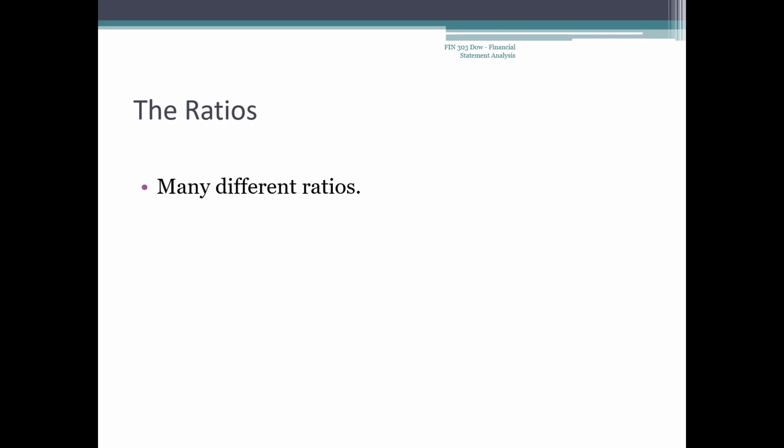There are literally hundreds of different financial ratios used in practice. Fortunately, you don't need to know them all. For purposes of the exam, you do need to know all the ratios in this presentation. That is, know the ratio given the name, know the name given the ratio, and be able to calculate the ratio given financial statements.